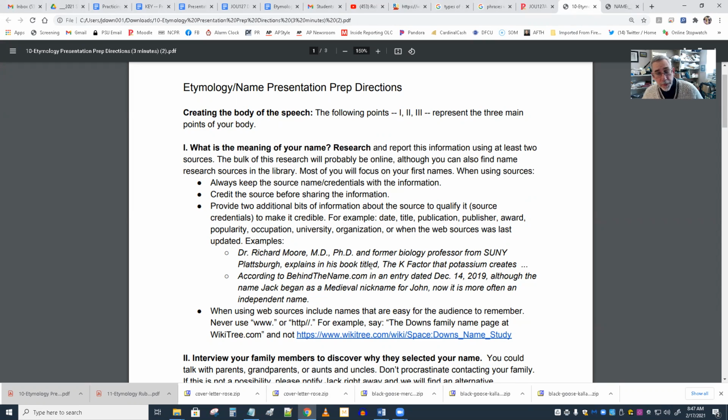Most of you, as I said, will focus on your first names. If for any reason you prefer to do your last name, we can. And for some of you, there may be a couple of you, for one reason that we'll get to in a minute, do both your first and your last name. But let's imagine most of you are going to do your first name.